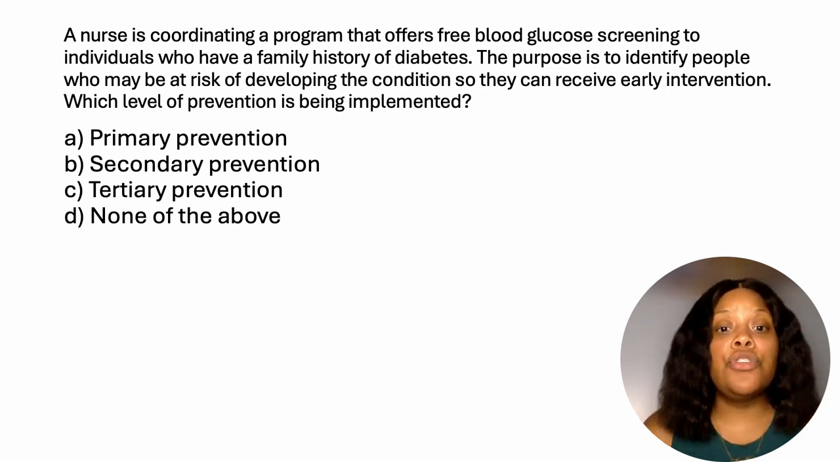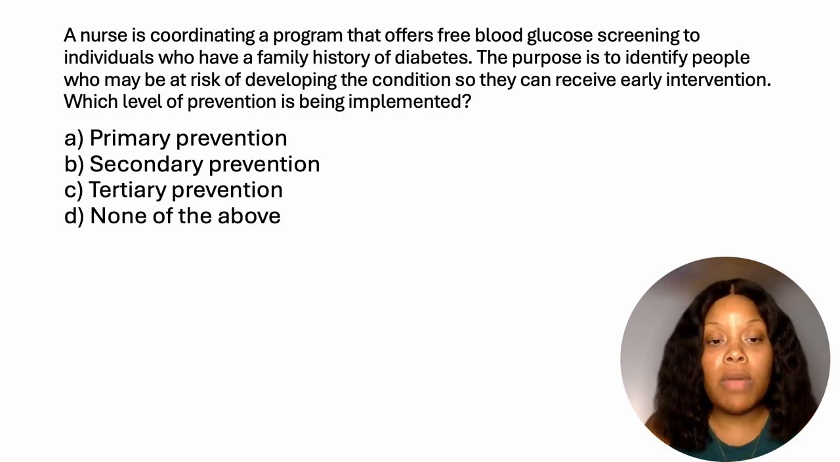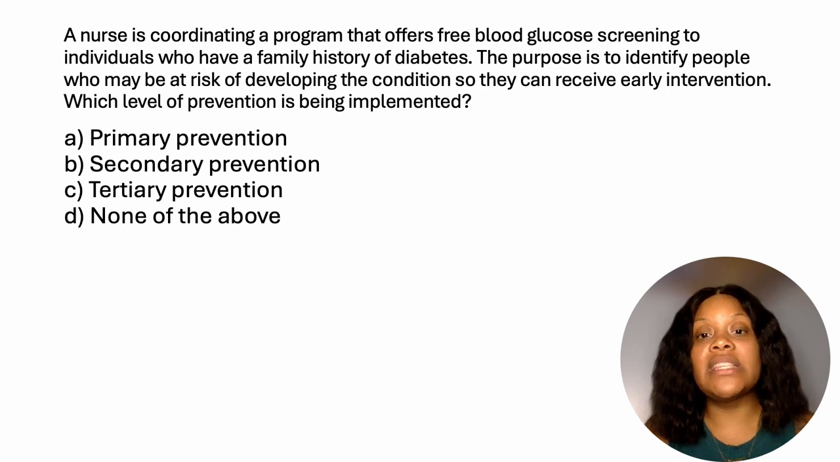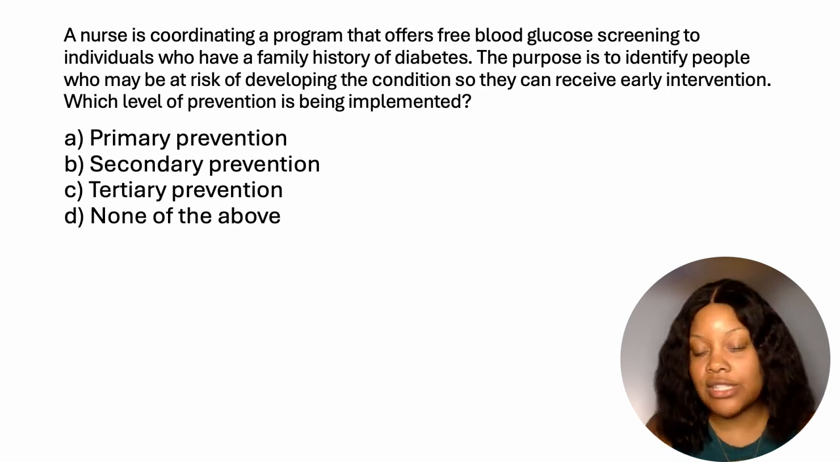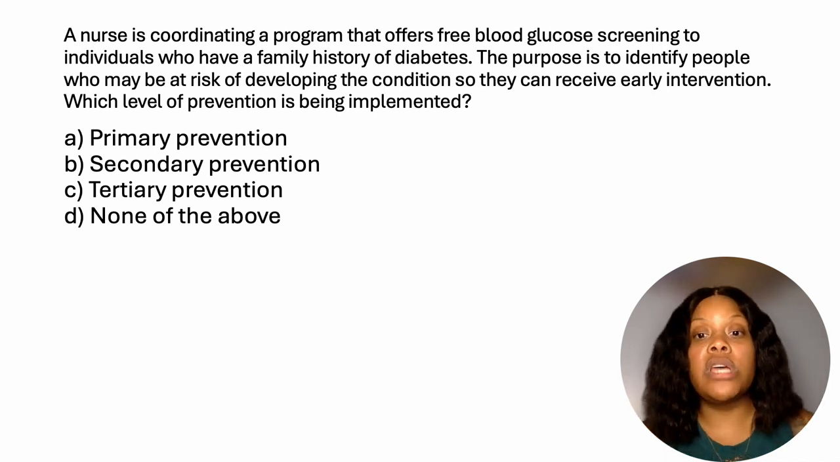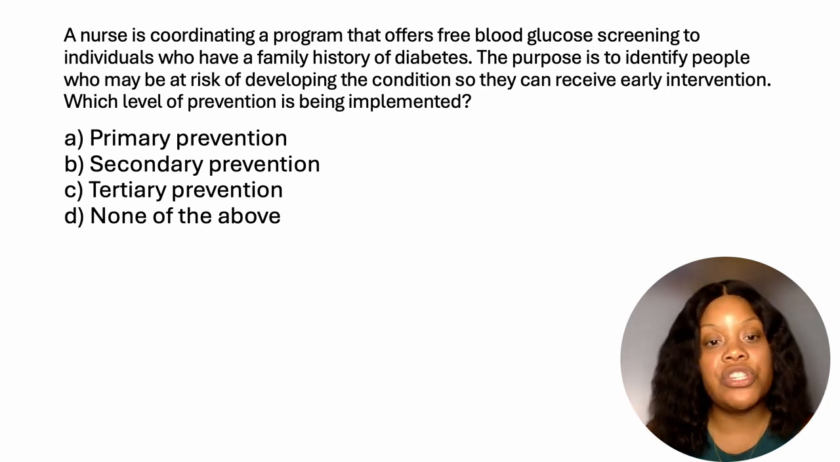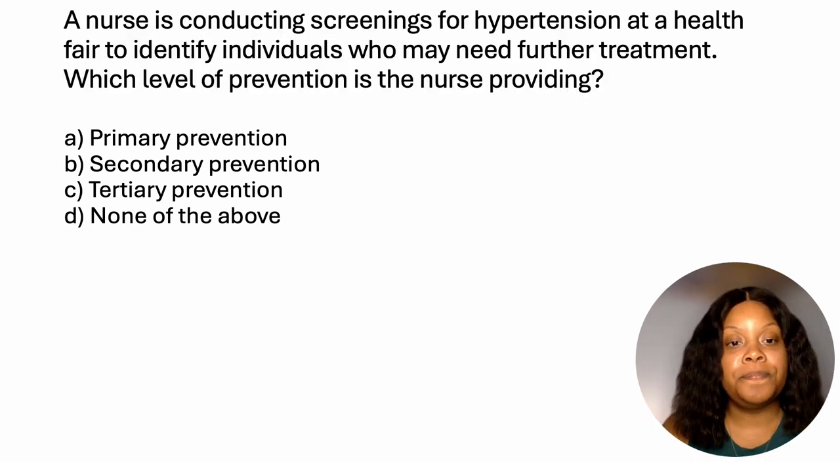But if you chose that this is secondary prevention, then you are correct. So remember, with secondary prevention, that's when we're going to start doing screening. So that should automatically jump out to you. Like if it says screenings, then it is secondary. So we want to be able to intervene early on a patient, and it even says that in the question. So that's going to be secondary.